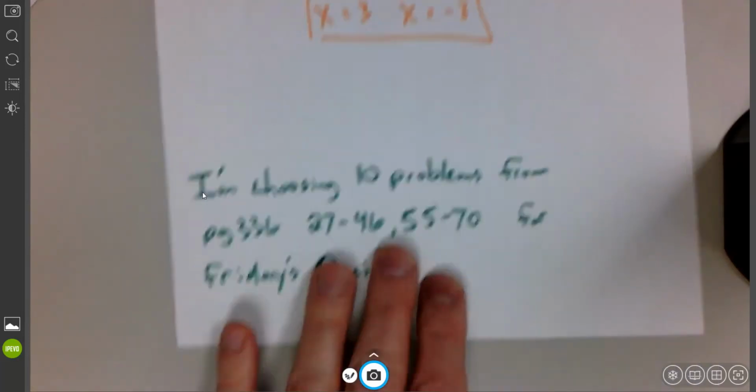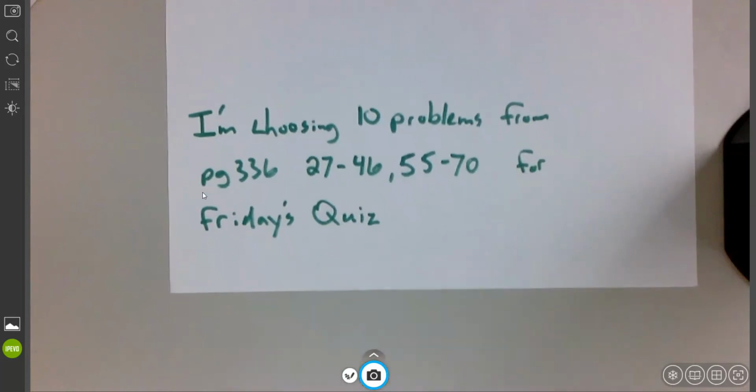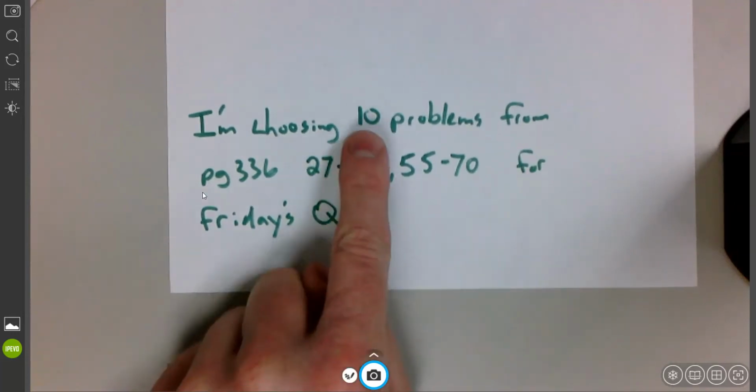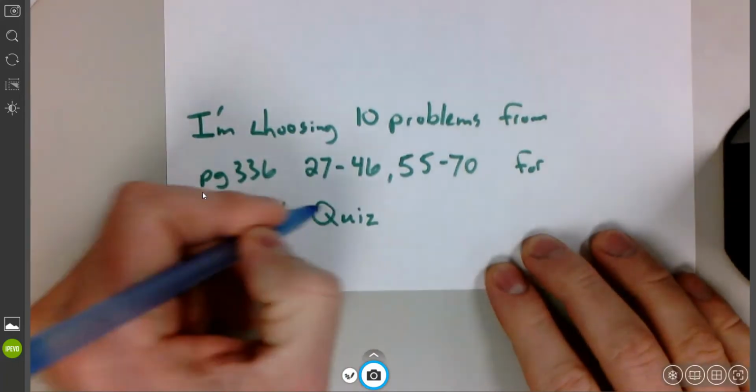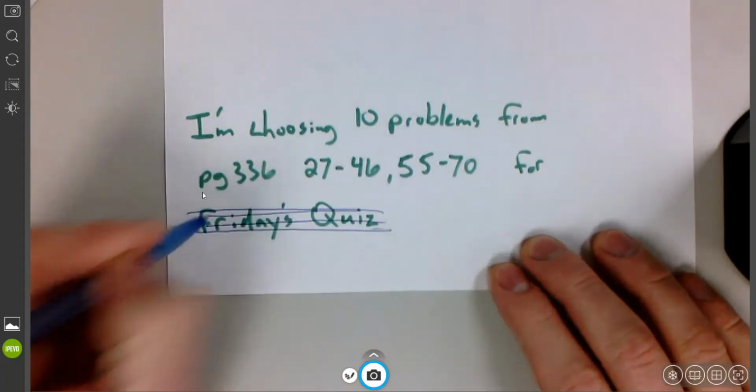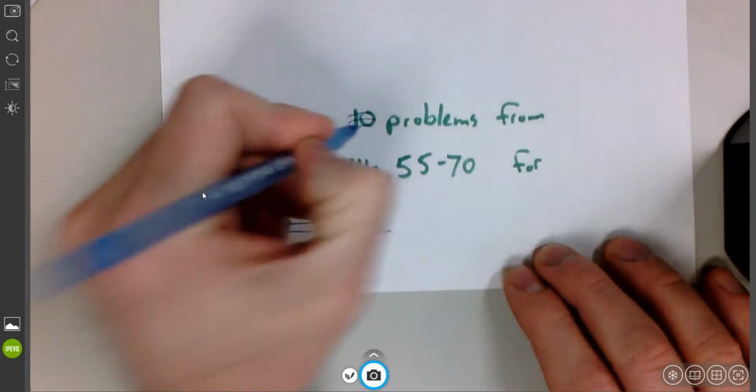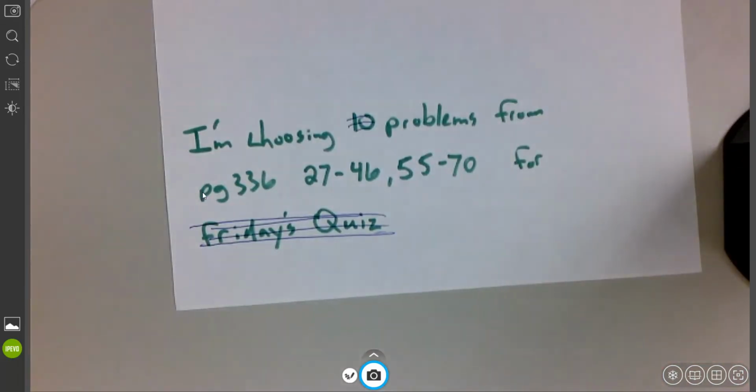Okay, so I should have mentioned this in class, or if you're not in class. That 10 might shrink to an 8. I haven't decided, but here's what it is. Here's a stamp that's not a stamp. Page 336, 27 through 46, and 55 through 70. Not Friday anymore. This is last year's, and probably not 10 problems. But I'm going to pick some problems, and these are the ones you're responsible for.